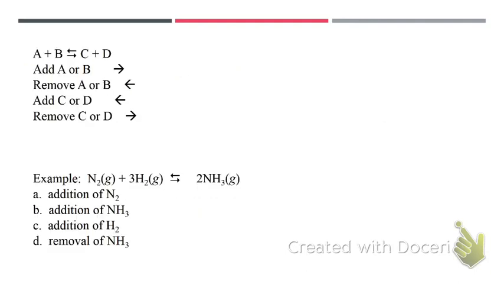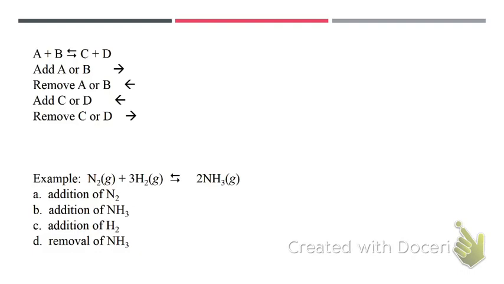If I had the reaction of A plus B yields C and D, if I add A or B, it's going to shift to the right away from what I added. If I remove A or B, it's going to shift toward what I removed. Okay? Same concept for the products. If I add C or D, it's going to shift away from what I added and go back towards the reactants. And then if I remove C or D, it's going to shift toward what I removed and would make more C and D. So whenever you see that arrow, like for adding A and B, it shifts. So that means I'm going to start making more C and D. So those concentrations would increase because I'm shifting over there.